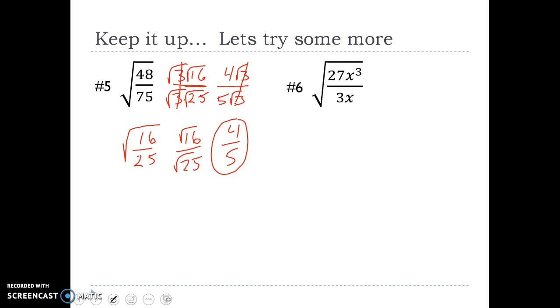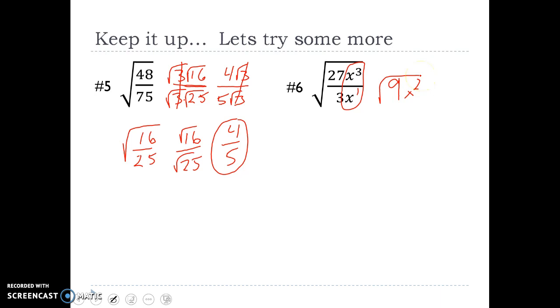Let's take a look at number 6 and see what happens when we not only have numbers within the radical or within the fraction, but we have variables. And so I'm going to do this one first by simplifying the fraction first. 27 over 3. Well, 27 divided by 3 is 9. And so I'm going to write this as 9, and then x to the third over x to the first, if I subtract those exponents, that's x squared.